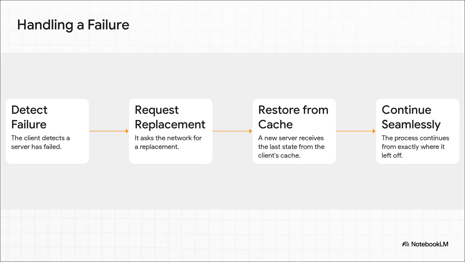Second, it immediately sends out a message, asking the network for a replacement. Third, and this right here is the magic trick, a new server jumps into the line, and the client gives it the last known good state of the calculation from its own memory. And finally, the whole process just picks up and keeps going seamlessly from the exact spot where it left off. No starting over. It's brilliant.